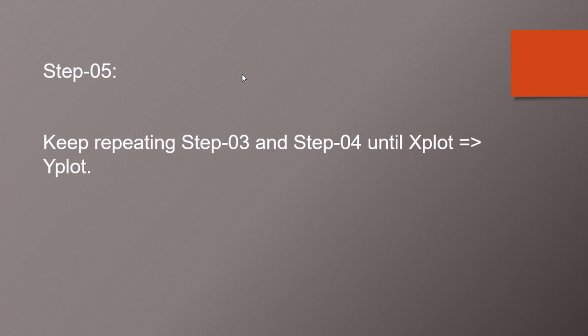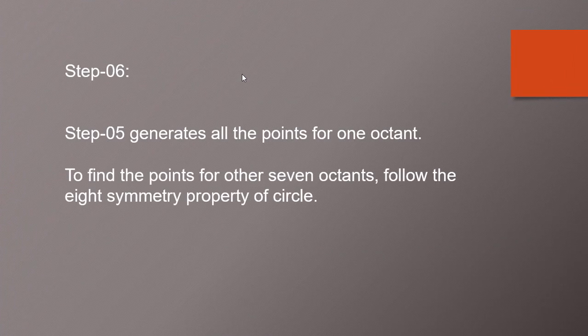Now step 5. Keep repeating step 3 and step 4 until x plot is greater than or equal to y plot. In step 6, we generate all the points of the first octant, and to find the points of the other 7 octants, we follow the 8-way symmetry property of the circle.